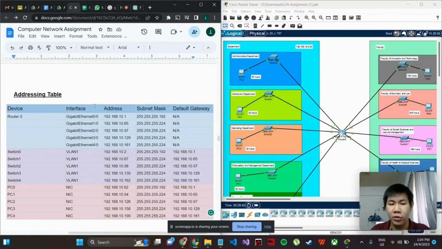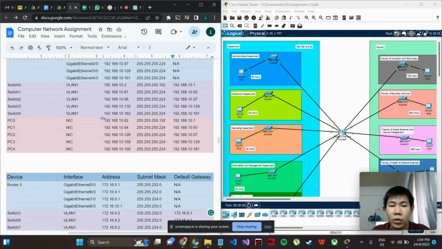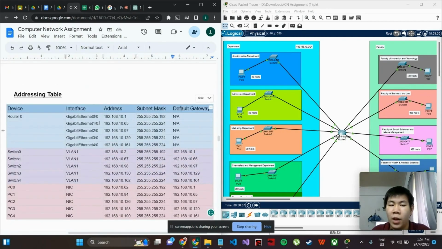Hello guys, my name is Teo Mo Ching, and I am from UMT FCN TCS2, and I'm going to continue our explanation about the network design. So we have the addressing table. For addressing table, it provides the information of the device, interface, address, subnet mask, and the default gateway. We have two tables at all. One is for the left side, one is for the right side.